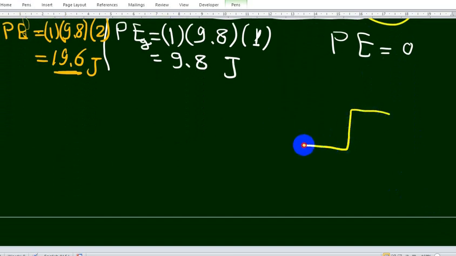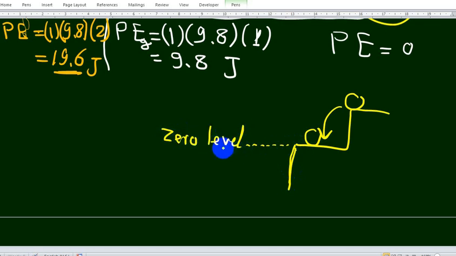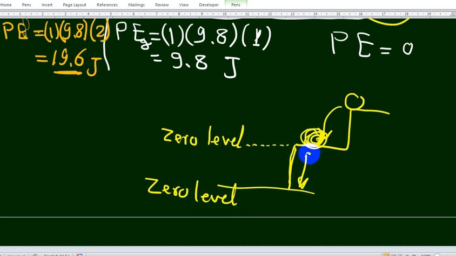For example, if a ball drops from the second floor to the first floor, if you take the first floor to be the 0 level from which you measure, the potential here equals 0. But if you take the 0 level to be the ground, in this case the ball here has potential energy relative to the ground. So we measure the potential energy or the height from the 0 level. We choose a 0 level from which we can measure.